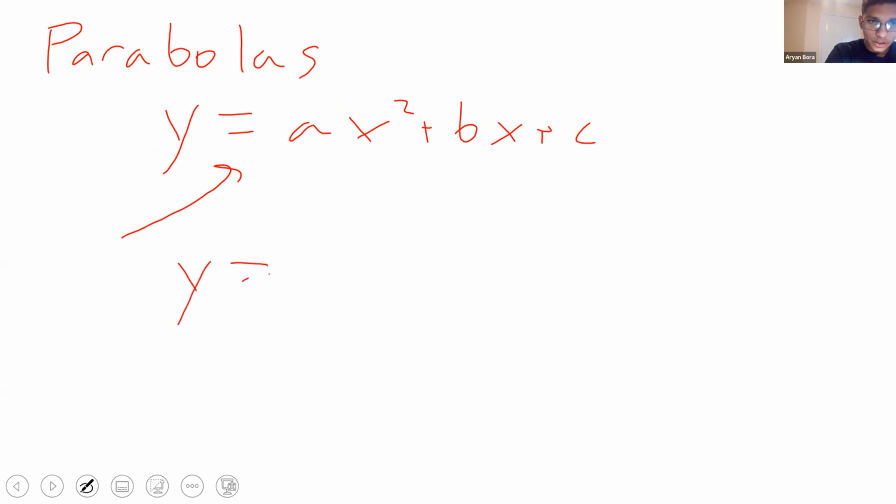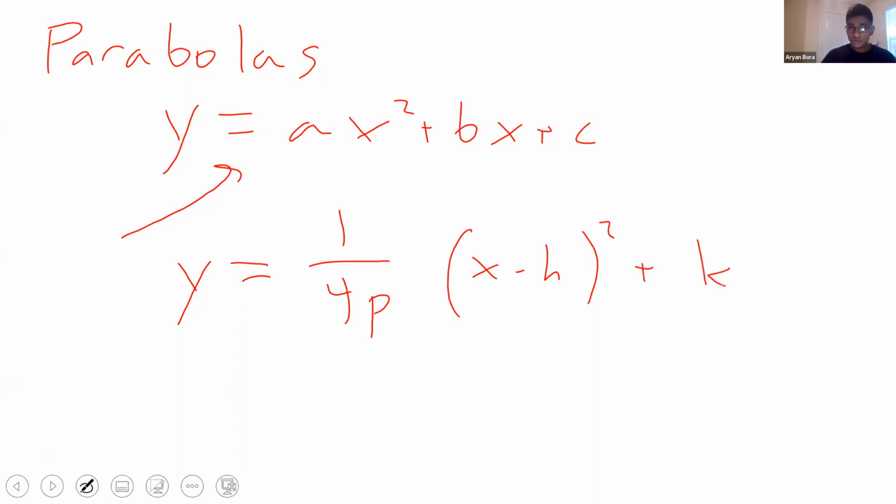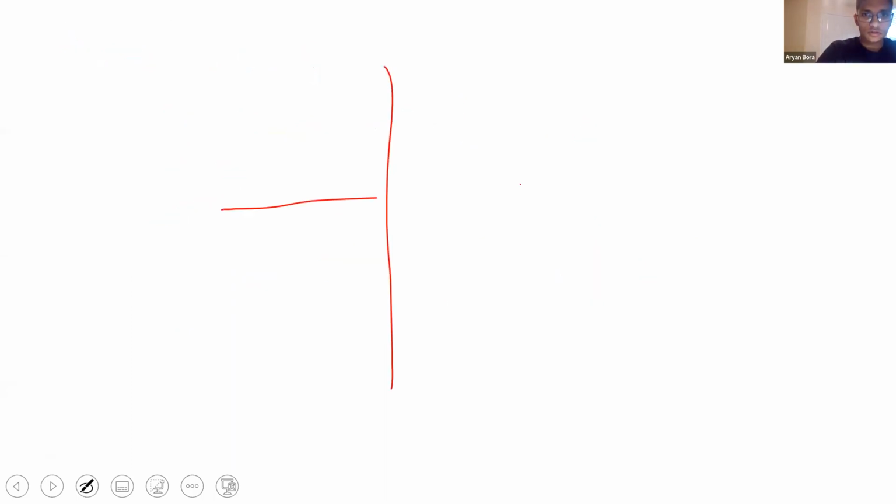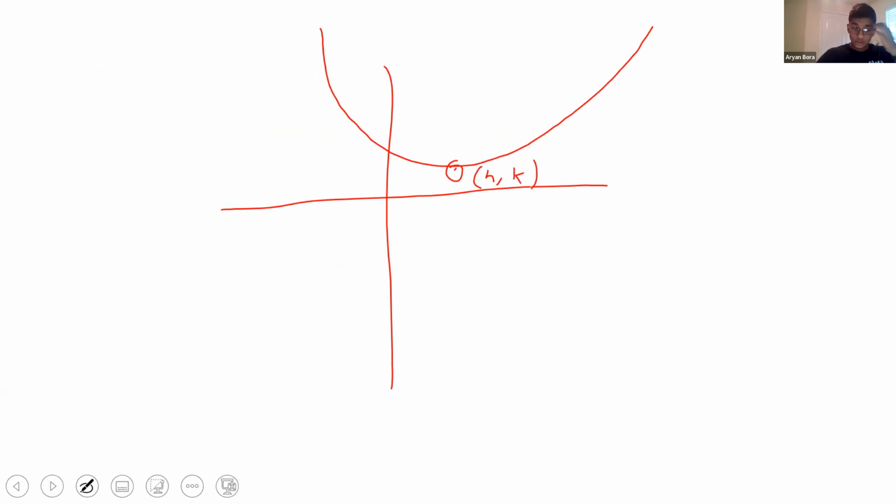Another way to better visualize the parabola graphically is y equals 1/(4p) times (x minus h) squared plus k. This is vertex form of the parabola. So if we just draw a parabola, this point, its lowest point, (h, k), is the vertex. Because, well, there's only one of them.